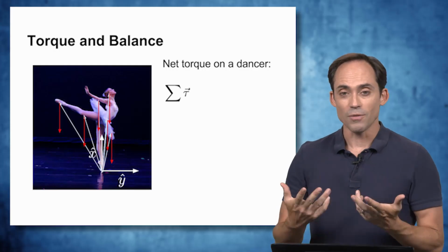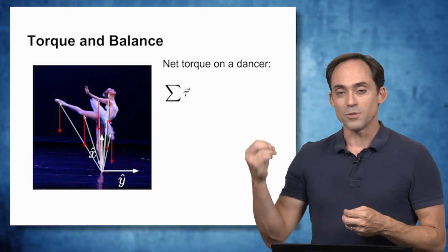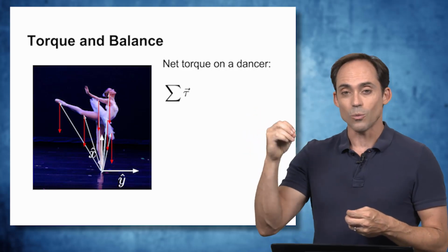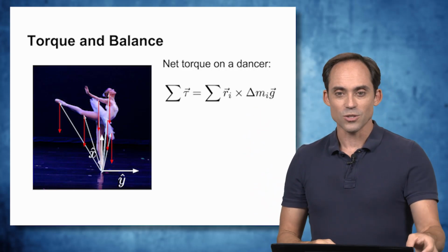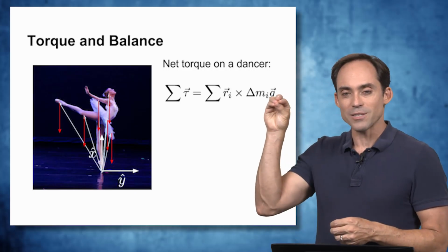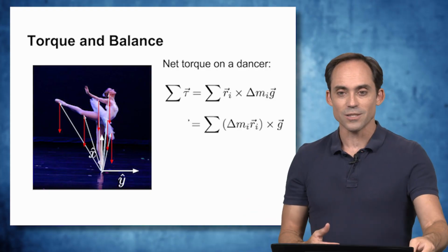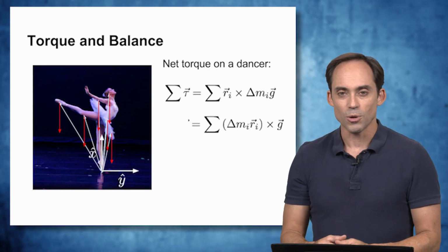So if we want to add up all of the torques, then what we're doing is adding up all of those position vectors cross the weight vector pointing down. So that's just equal to that. And of course the weight vector is just the little parts of mass that we're going to add up times the gravitational acceleration. Well, that mass term is just a scalar term, so I can slide it over next to the radius term and group those together.